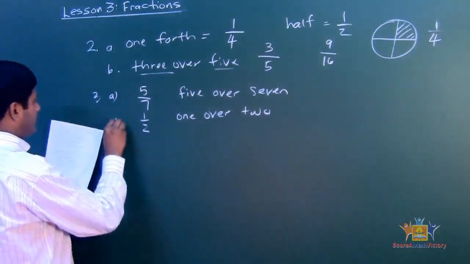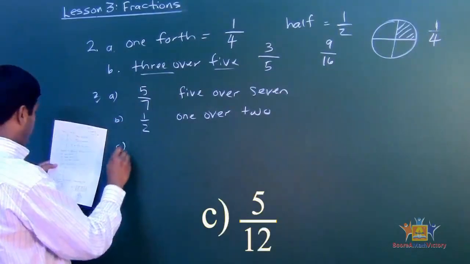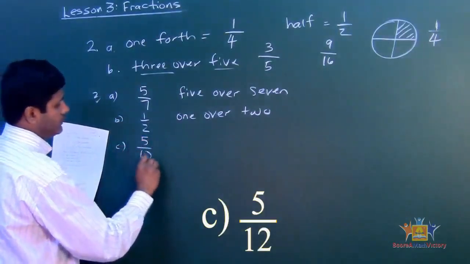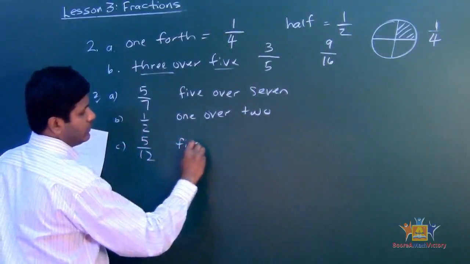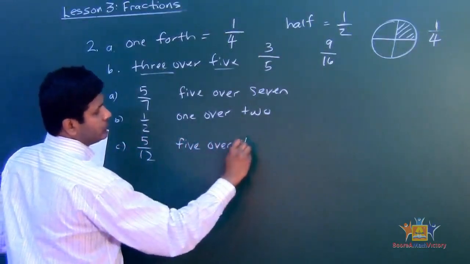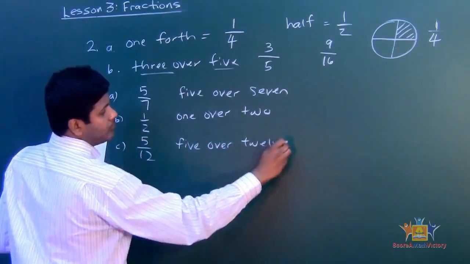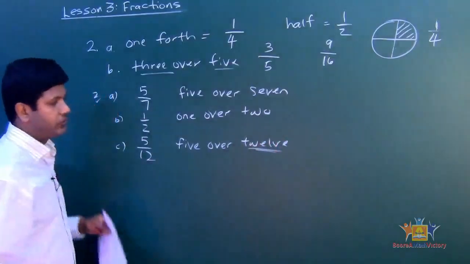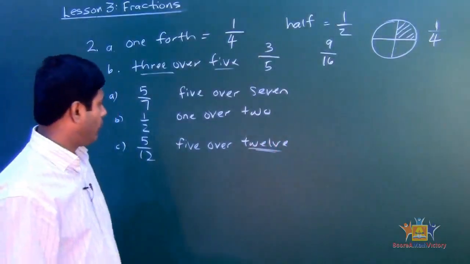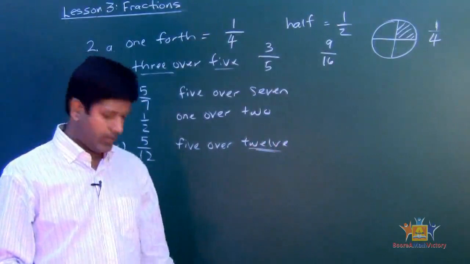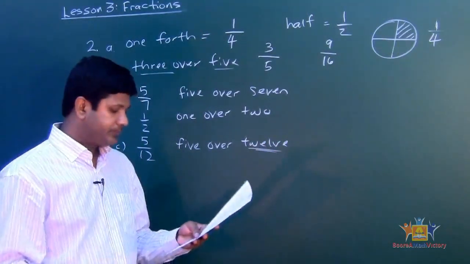Alright, so now let's look at C. Now C is what? 5 over 12. So 5 over 12. The biggest thing is spelling it. Make sure you spell that right. 12. Alright, so 5 over 12. Alright, good.